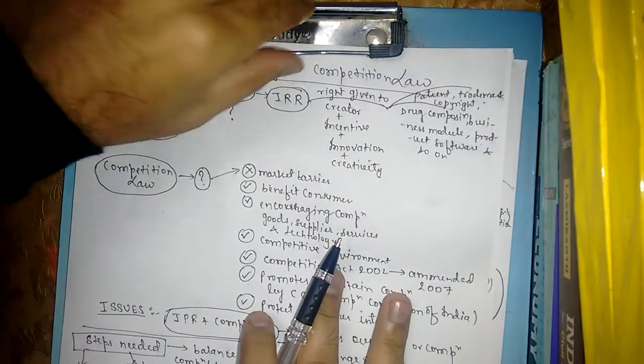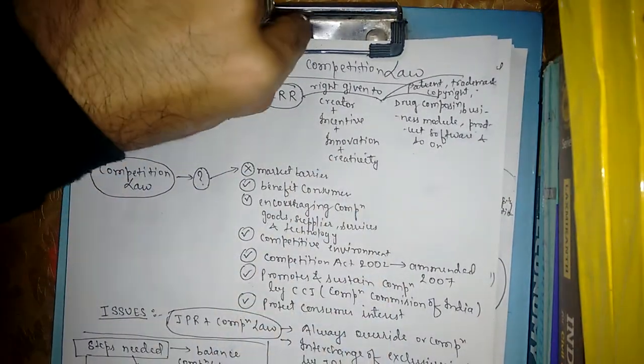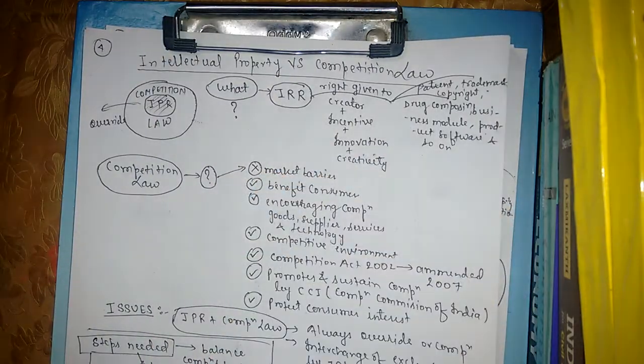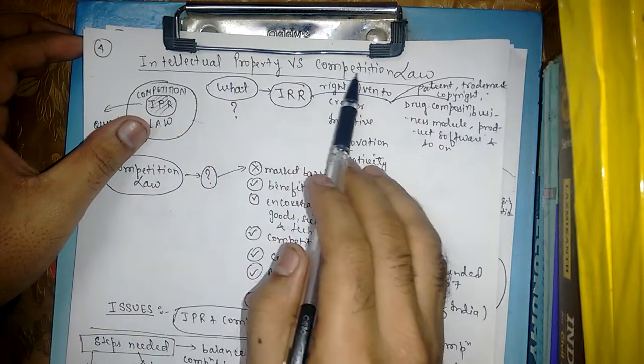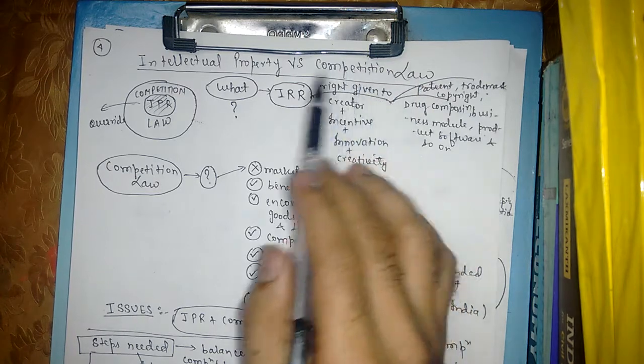Today I am going to discuss some important contemporary topics for the UPSC Mains exam. The name of this topic is intellectual property versus competition law, right?